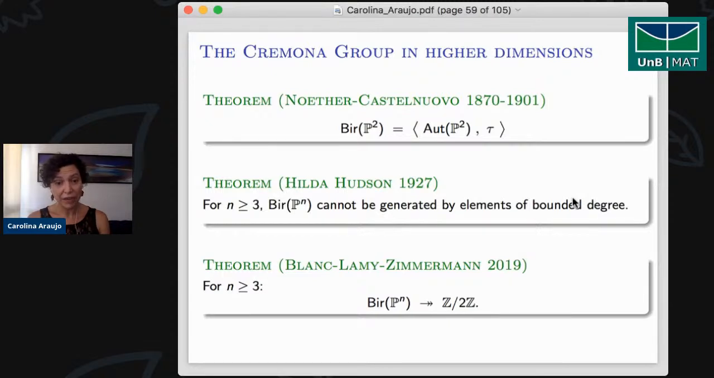Nevertheless, there have been some very recent striking results about this group. In dimension n at least 3, the Cremona group is again not simple. This was proved by Blanc, Lamy, and Zimmermann in 2019. They produce many surjective homomorphisms between the Cremona group and the cyclic group of order 2. In some sense, you can prescribe: if you give me any countable set of elements, I can prescribe it to be in the kernel. This is very different from the two-dimensional case, because even though in dimension 2 the Cremona group is also not simple, it is known that any quotient will have to be infinite, uncountable and non-abelian. Here, they constructed a homomorphism onto a simple finite group.